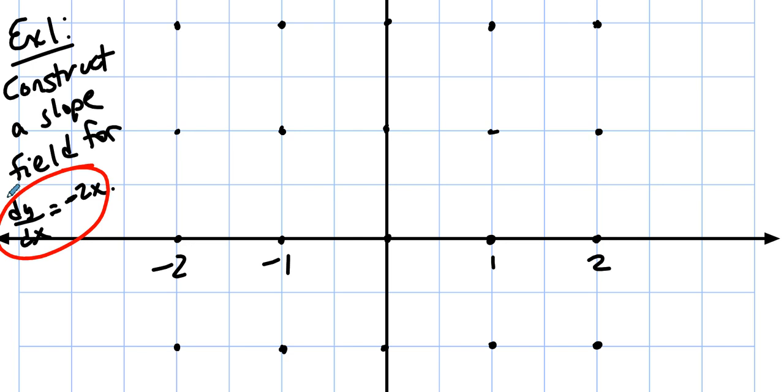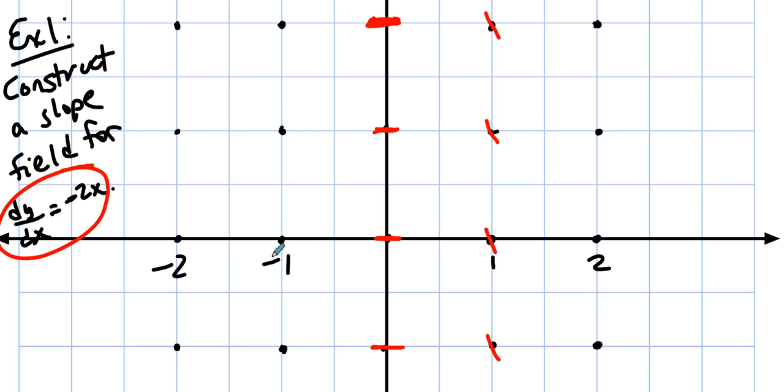So, for example, everywhere x is 0, the derivative is 0 because x is 0. So everywhere x is 0, we draw a little tiny piece of tangent line whose slope is 0. Everywhere that x is 1, the slope of the tangent line is negative 2. And so we figure, well, this is a slope of negative 2, so it kind of looks like that.